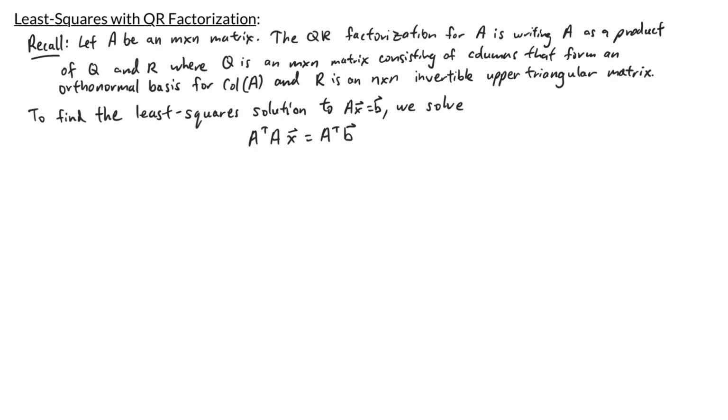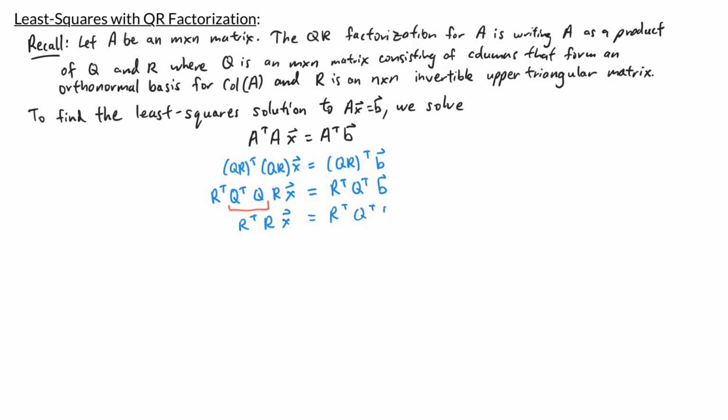Now let's substitute in QR for A. So we have (QR) transpose times QR times x is equal to (QR) transpose times b. Now, when you have a product of matrices and you take the transpose, that can be rewritten as R transpose Q transpose times Q times R times x equals, again, R transpose times Q transpose times b. A theorem that we've proved previously tells us that if Q is a matrix with orthonormal columns, then Q transpose times Q is just the identity matrix. So on the left, we have R transpose R times x is equal to R transpose Q transpose times b.